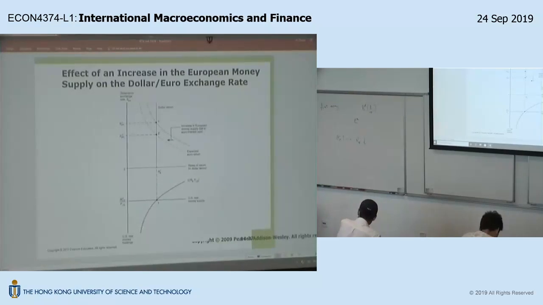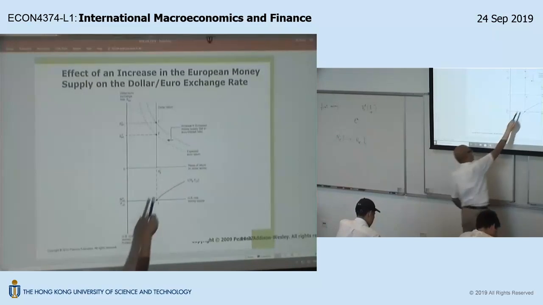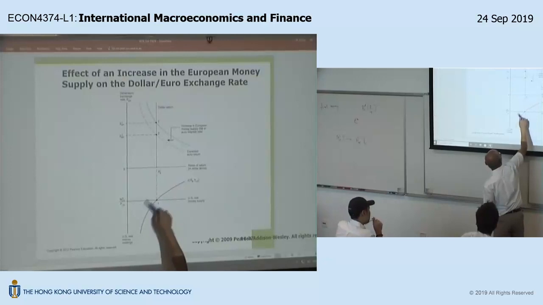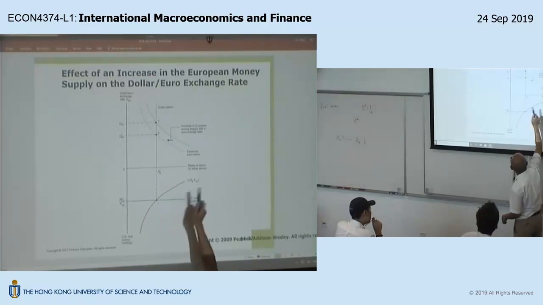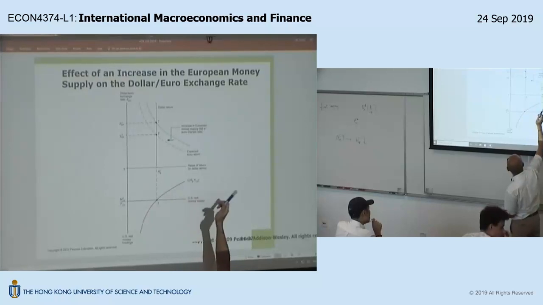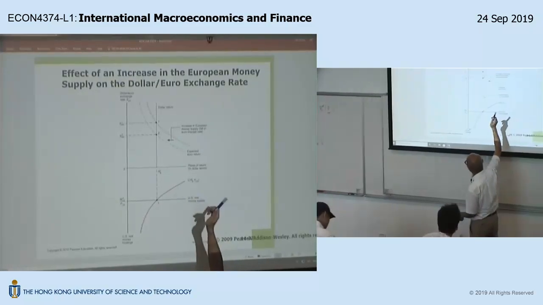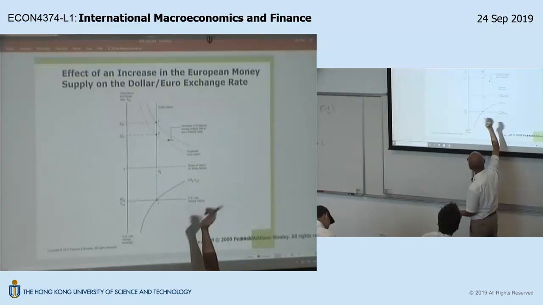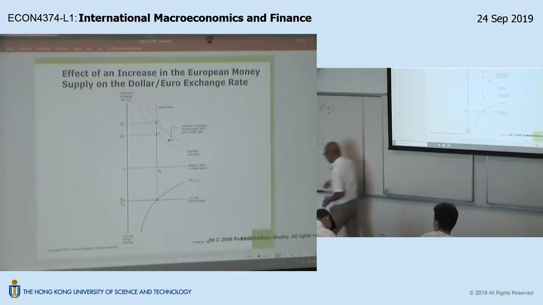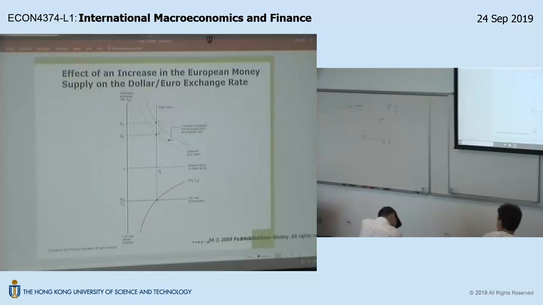Look, the U.S. interest rate is not affected. In the U.S. money market, nothing happens. What happens is that in the European money market, the euro interest rate falls, but it also affects the foreign exchange market.